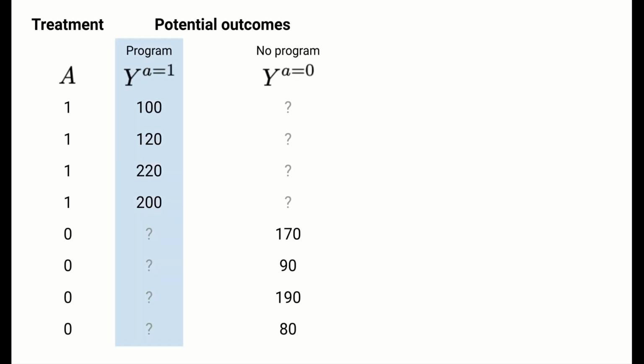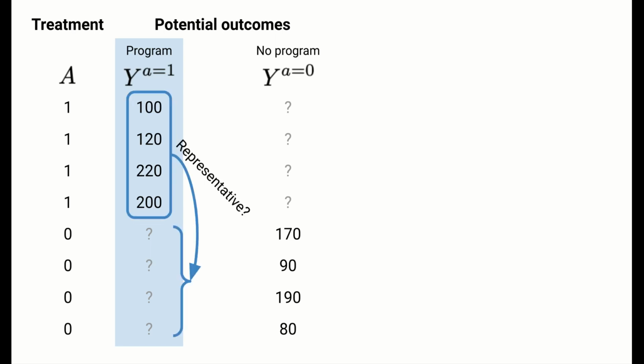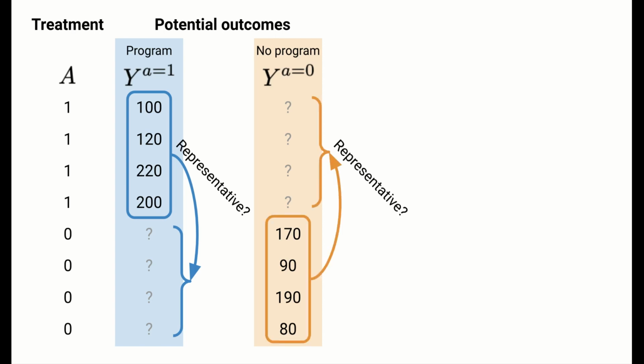Let's first think about the incomes of the program users. In estimating the ACE, we would need to use these observations to estimate the expected value of the treated potential outcome. Are these observations representative of the missing observations? Now let's think about the incomes of the program non-users. In estimating the ACE, we'd need to use these observations to estimate the untreated potential outcome. Are these observations representative of the missing observations? What might representative look like?